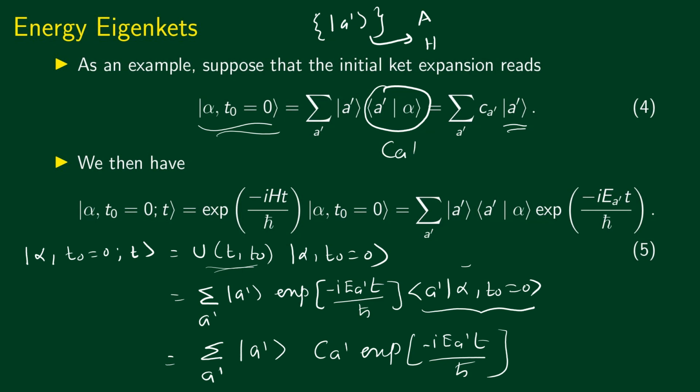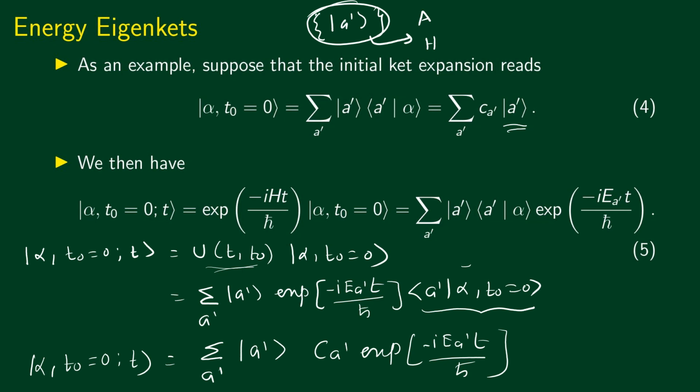So this is the expansion of the state of the system at a later time in terms of the same basis ket A prime. Let me repeat what we have here. We have the expansion of the initial state in terms of this basis set. Here, what we have obtained is the expansion for the state at a later time in terms of the same basis.